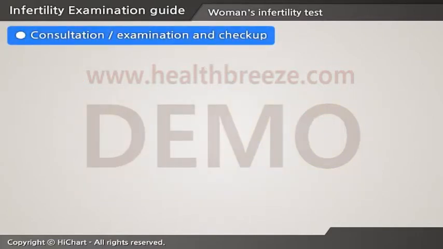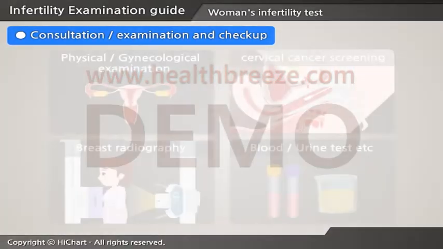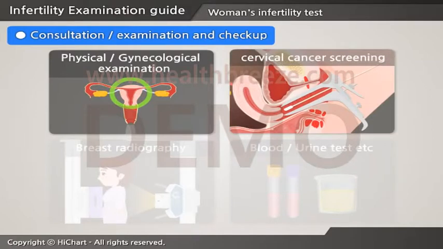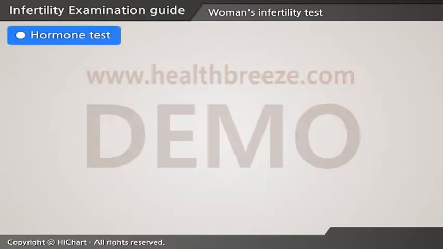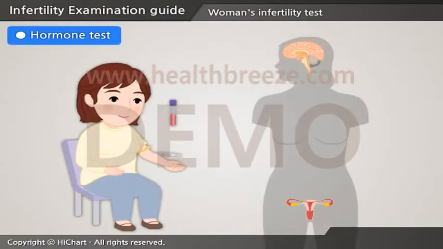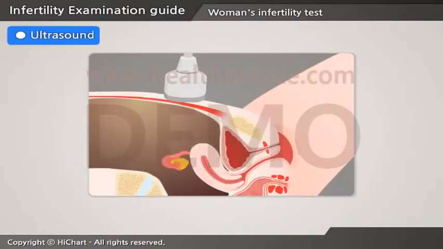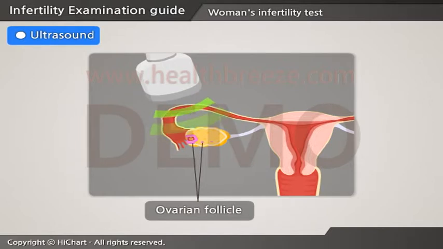Consultation, examination and checkup. Through consultation with a physician, check previous medical history, and get basic tests such as physical examination, gynecological examination, cervical cancer screening, breast radiography, blood test, urine test, etc. Hormone test. 2 to 3 days before menstruation, examine hormone levels which influence ovulation and pregnancy by undergoing a blood test. Ultrasound. 2 to 3 days after menstruation, get an ultrasound to check for abnormalities in the uterus and ovary. Have an additional ultrasound in time for ovulation to check ovarian status and the size of the ovarian follicle.